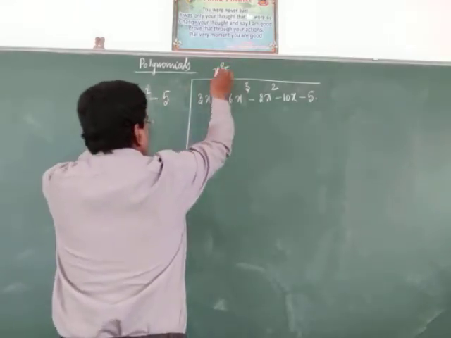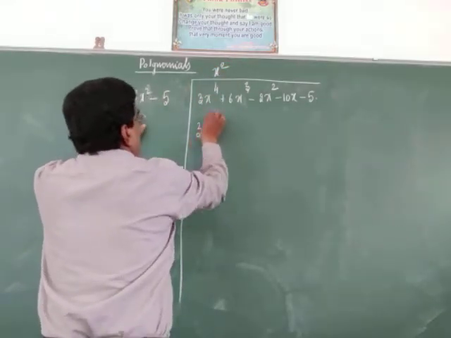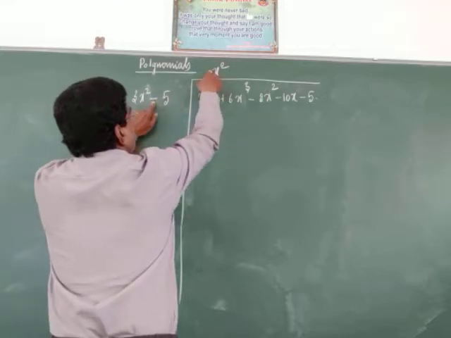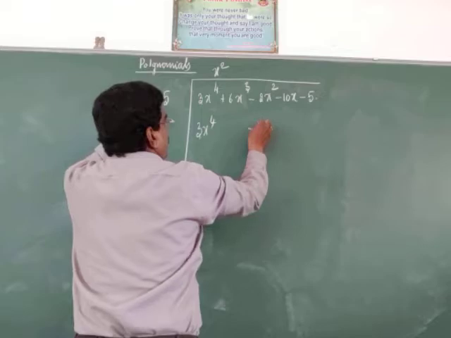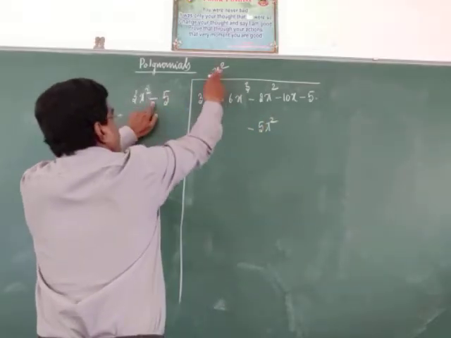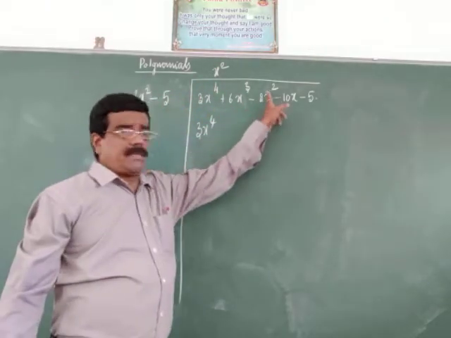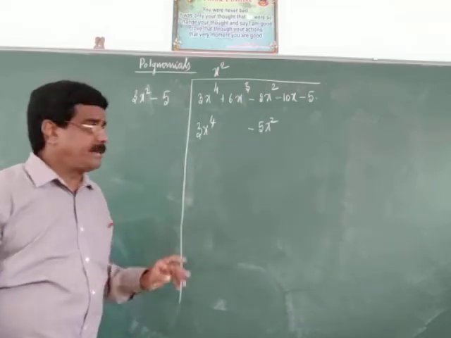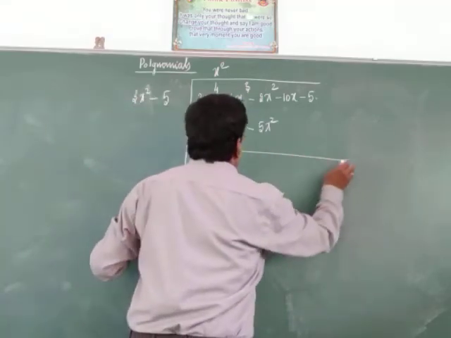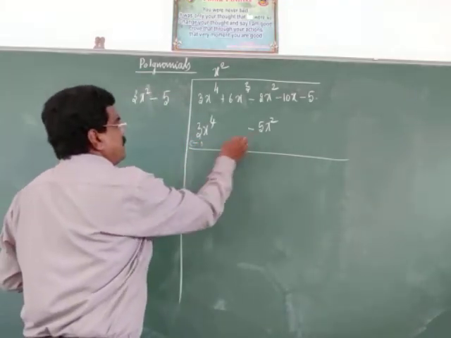3x square into x square is 3x to the power of 4, minus into plus minus 5x square. So where to write? Be careful, don't write as you like. See, this x square term should be written below x square. Don't write below x cube. It's wrong if you wrote like that. Now changing of the sign, let us show minus and this become plus.